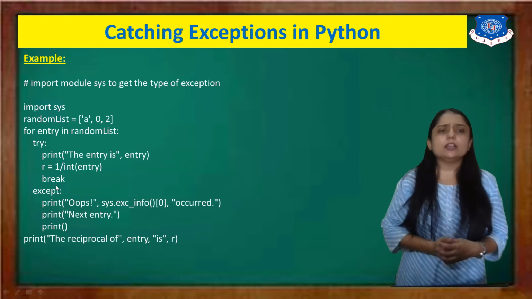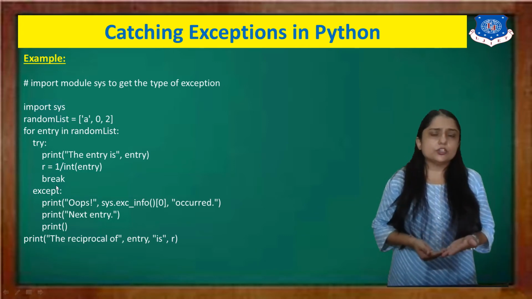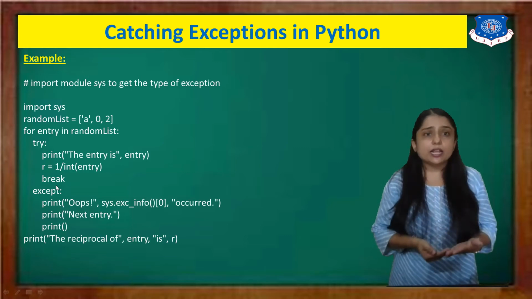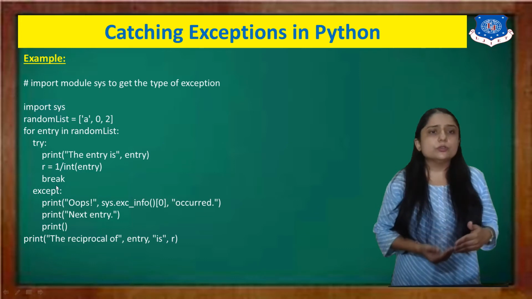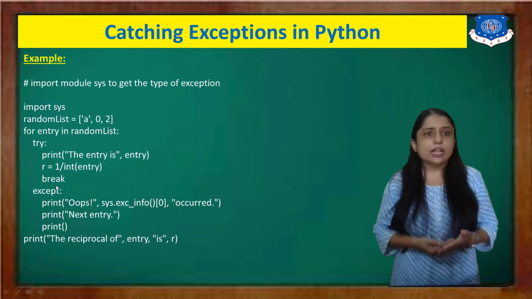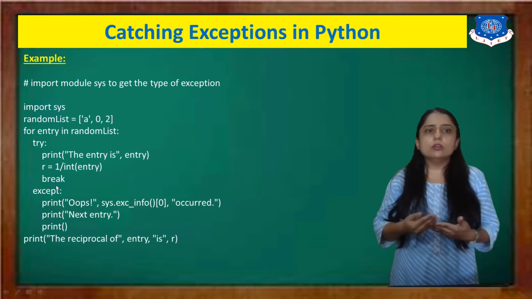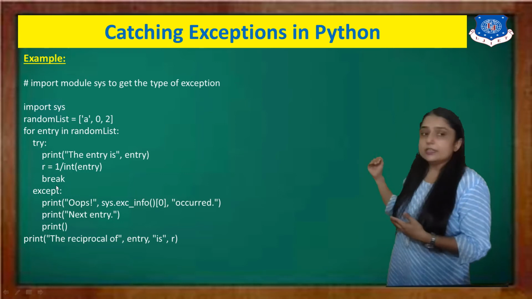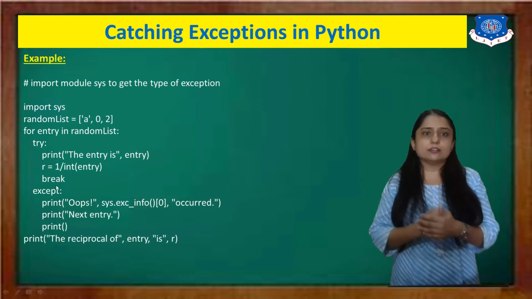And then I have taken one random list, that is 'a', 0 and 2. So here I have one alphabet and two integers. And then I'll just use the for command, that is for entry in random list. So one by one it will take the values that are in the random list. Then first, print the entry is.